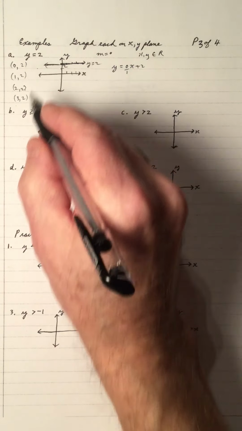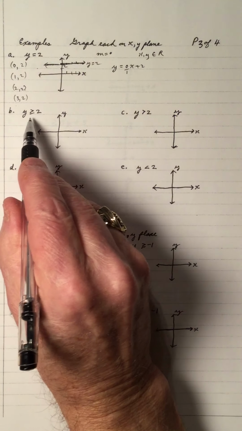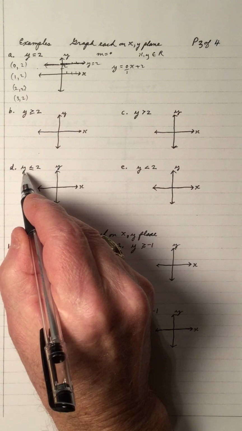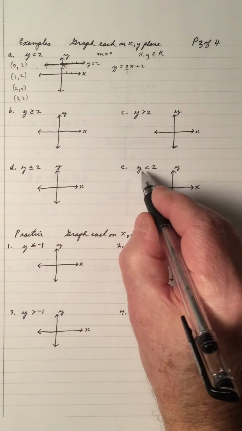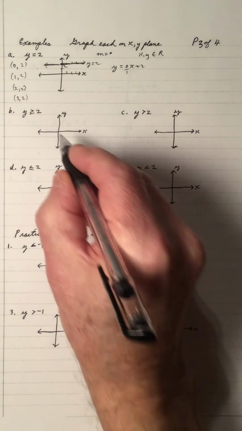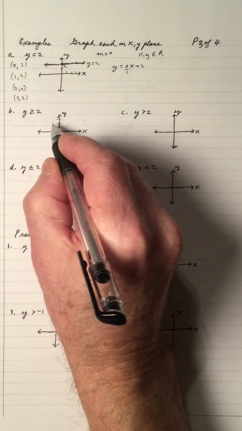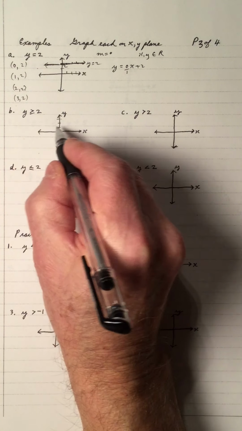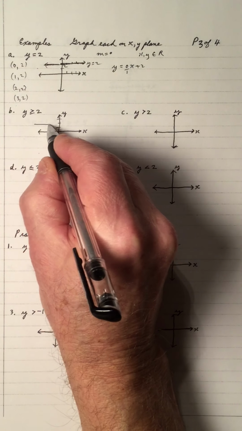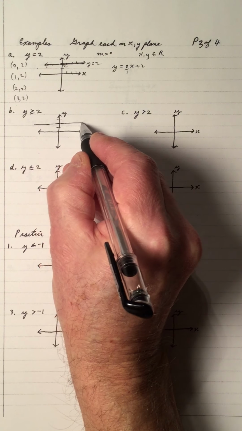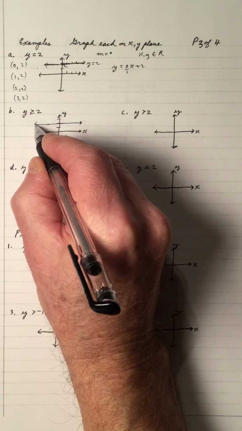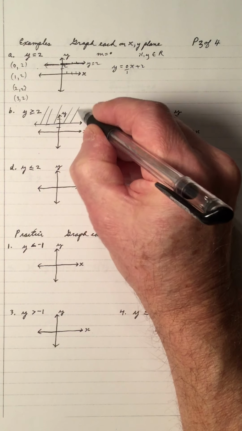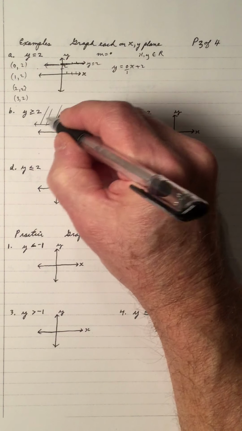So if this is the boundary line, let's look at y is greater than or equal to 2, y is greater than 2, y is less than or equal to 2, y is less than 2. The boundary line is 2. And the boundary line here, notice, is an equal sign, so the boundary line is solid. And above, greater than is above. So we go up.